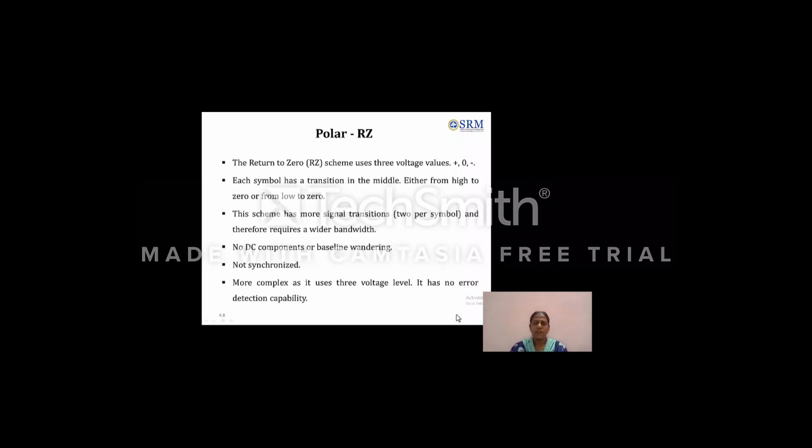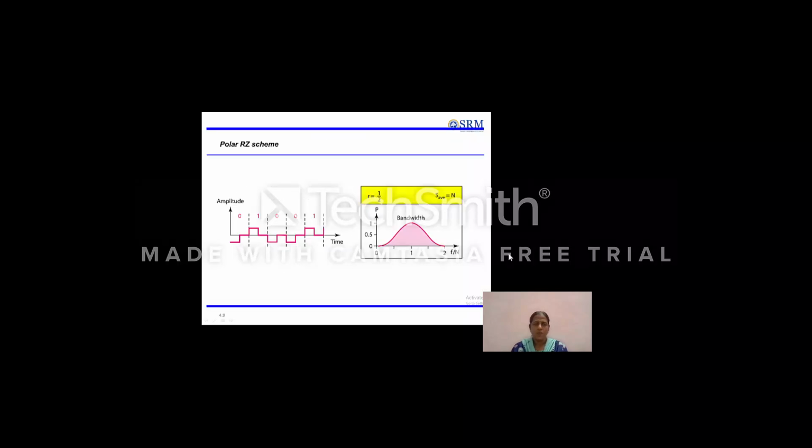So now let us look at the diagrammatic representation of how this polar return to 0 scheme is converted. For example, we have the bits 0, 1, 0, 0, 1. We have said 0 will be represented as a negative voltage, so it will be returning to 0, and 1 will be represented as a positive voltage going to 0. So it will be converted like this. Again 0, negative to 0. Again 0, negative to 0, 1, positive to 0. So this is how you convert the bits to signals in the polar return to 0 scheme.